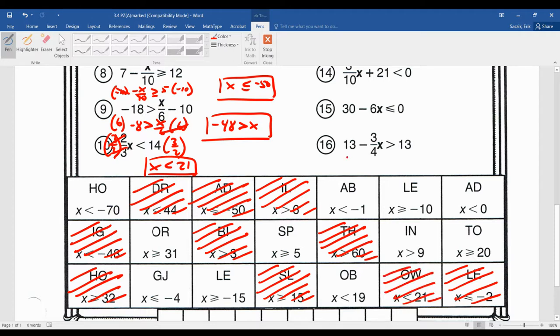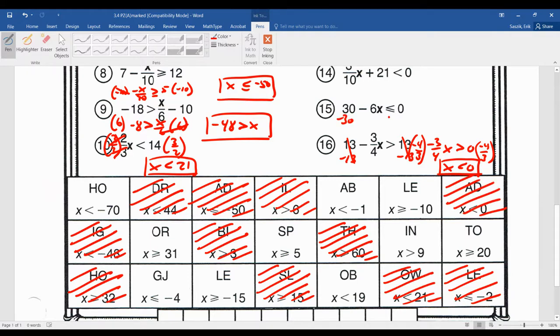I'm going to do this one by subtracting 13. So I get -3/4 x is greater than 0. Now this one's weird. That one's 0. When I multiply by the reciprocal of -4/3, of course, anything multiplied by 0 is still 0, but we still multiply by a negative. So that means this direction changes. So we get x is less than 0. So that one can be a little tricky as well.